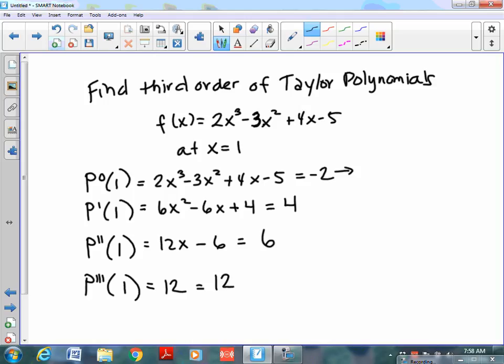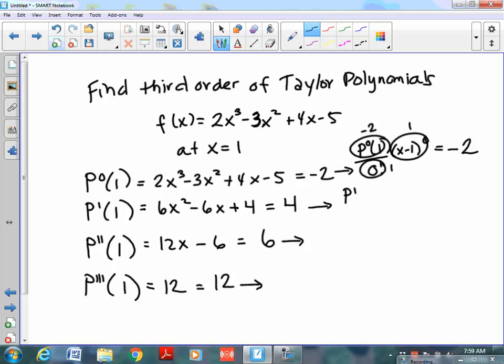Now I'm going to start one more time. p sub 0 at 1, all over 0 factorial of x minus 1 to the 0. You're going to get a negative 2 up here, you're going to get 1 here, and you're going to get x minus 1 to the 0, which is 1. So you're just going to get a negative 2 for this one. Do you understand how we got that? A negative 2 divided by 1, anything raised to the 0 power is 1, so you just get a negative 2.